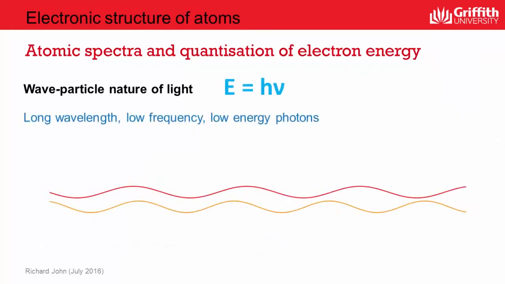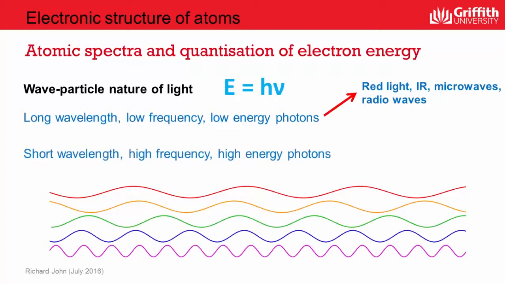And according to the Planck-Einstein equation, long wavelengths of light, or small frequencies of light, correspond to low energy photons. And we find relatively low energy photons in red light, infrared radiation, microwave radiation, and radio waves. On the other hand, short wavelengths of light, or high frequency of light, correspond to high energy photons, and we find relatively high energy photons in blue light, UV radiation, X-rays, and gamma rays.